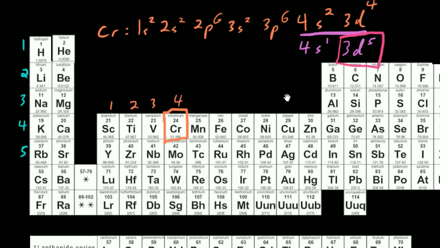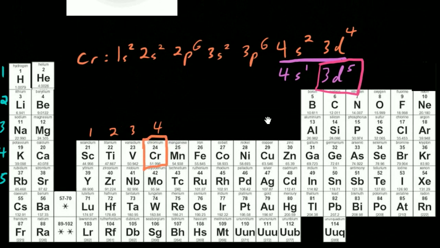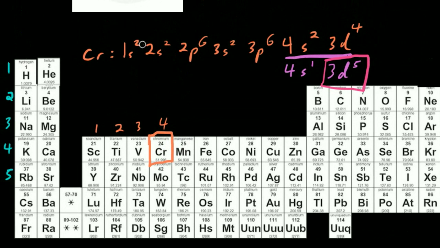Actually, I think I'm going to end this video right now. In the next video, so essentially this is going to be our electronic configuration for chromium. It's going to be up to that point, so up to 3p6, and then the next entry is going to be 4s1, 3d5. In the next video, I'm going to talk about the other exception to the rules that we've set out for electron configuration, which is going to be copper.